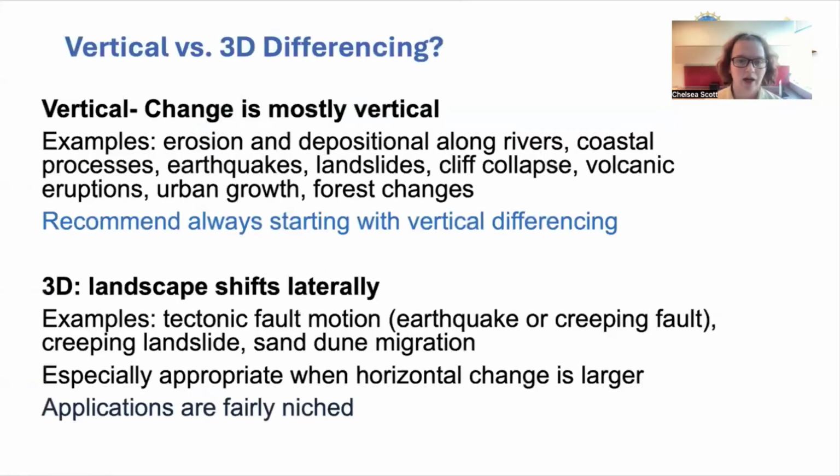OpenTopography. And to summarize, vertical or 3D differencing: for most cases, vertical differencing is most appropriate, and you should always start with vertical differencing. For 3D differencing, this method really only works when the landscape shifts laterally, and the vertical differencing results are important for assessing the errors in the 3D differencing results.